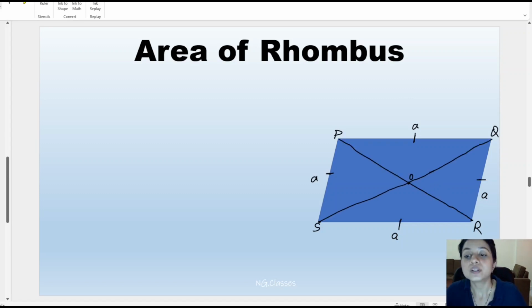Now, as we know, the diagonals of the rhombus bisect each other at right angles, so each and every angle is 90 degrees. And we also know that the diagonals of the rhombus are not of the same length. So here the diagonal PR and the diagonal SQ are of different lengths. Let's say the diagonal SQ is D1 and the diagonal PR is D2.